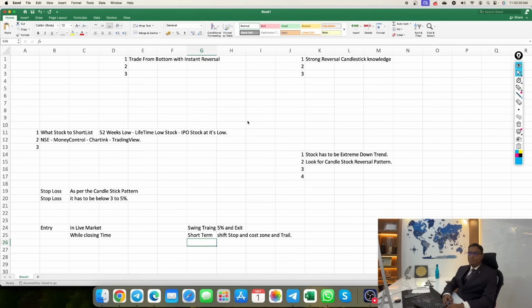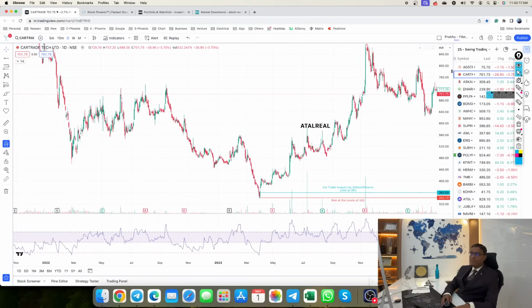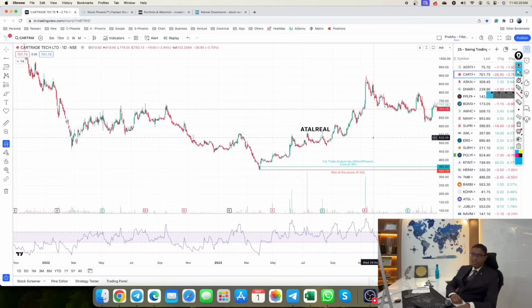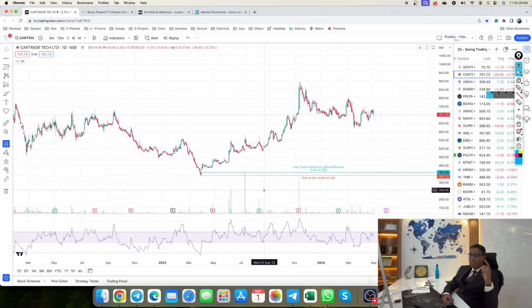For long term, nothing wrong. SL above the cost zone, okay, above the cost zone, and ignore, because that is where you'll be able to catch this kind of a complete uptrend. It is still upside, still upside, still upside. So we have learned entry, we have learned exit, right?